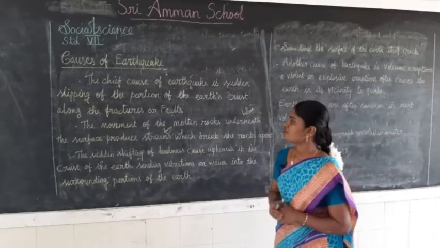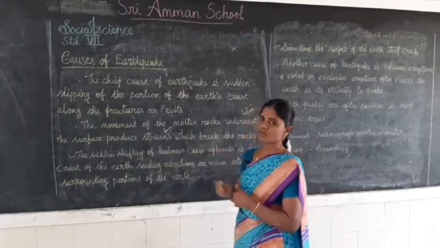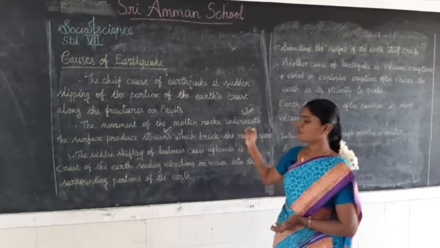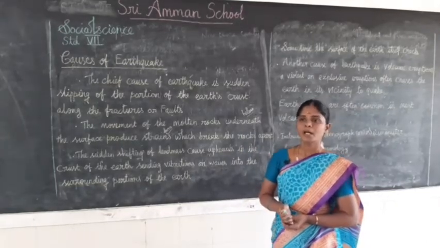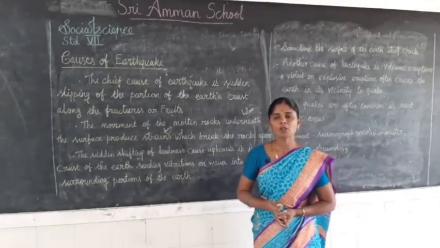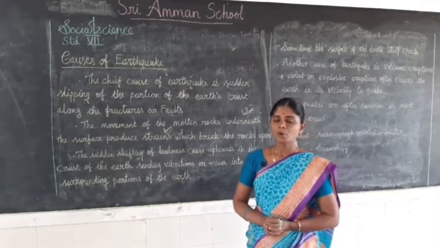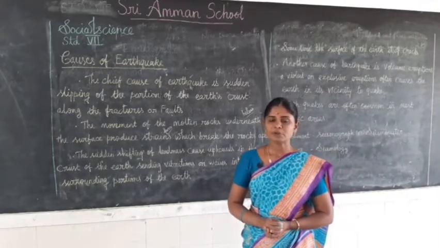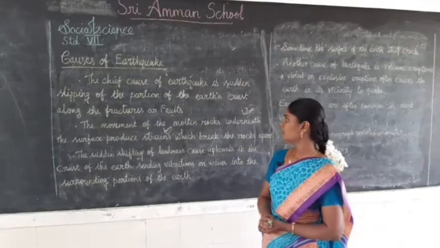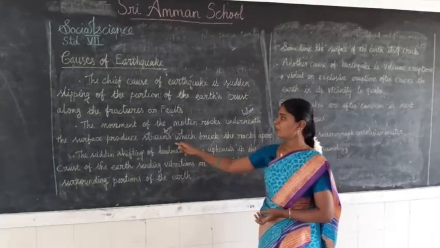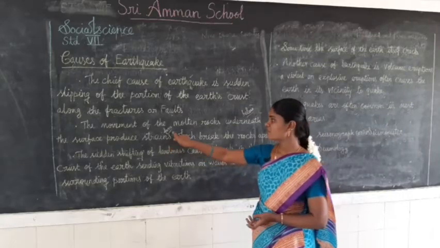Another cause is the movement of molten rocks. As I already told you about the interior of the earth, the lower mantle and outer core are in molten form due to high temperature. So the molten rocks underneath, below the surface, produce strains. Strains means force.